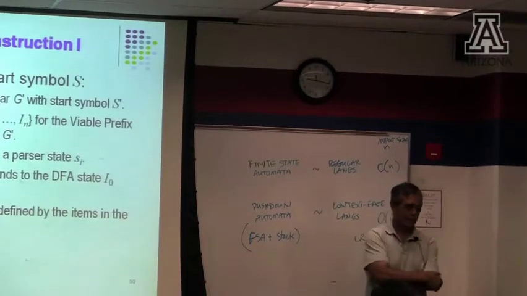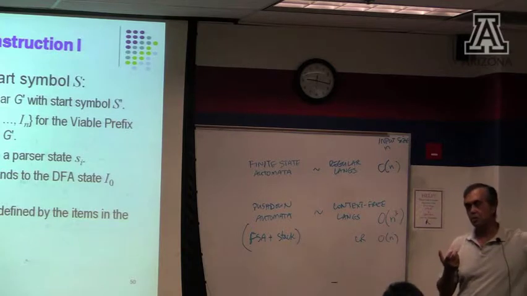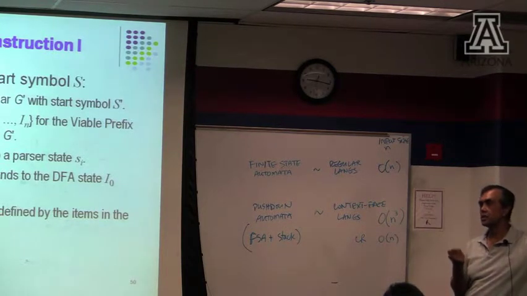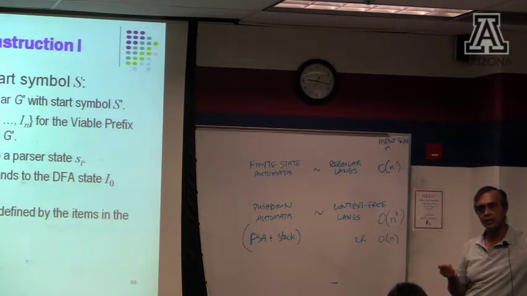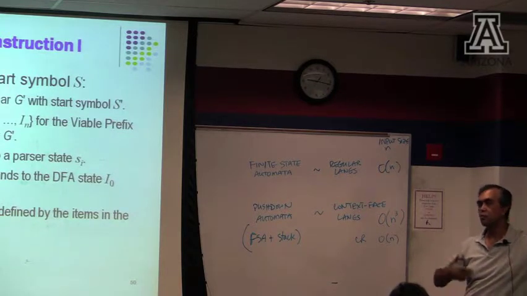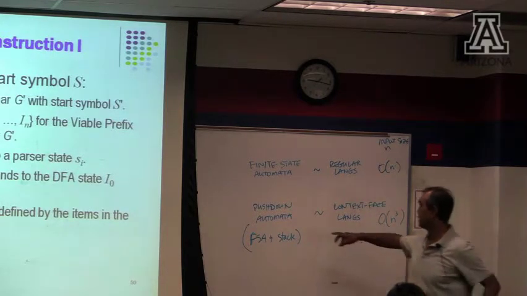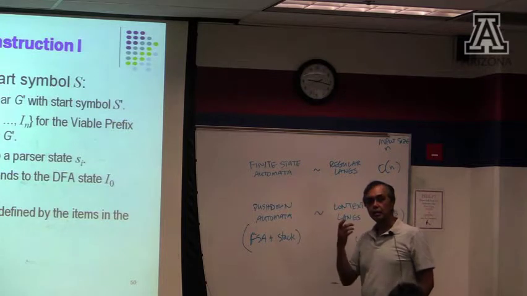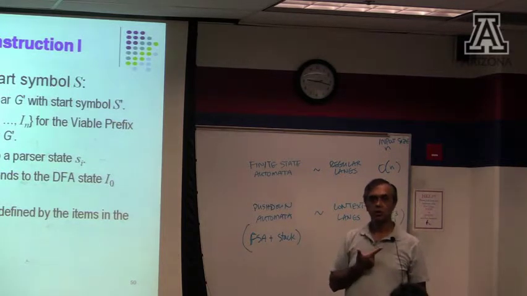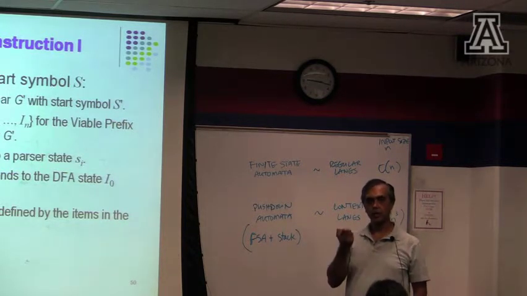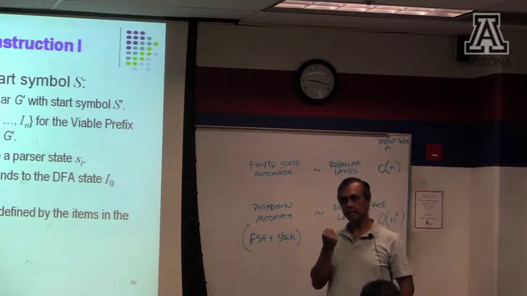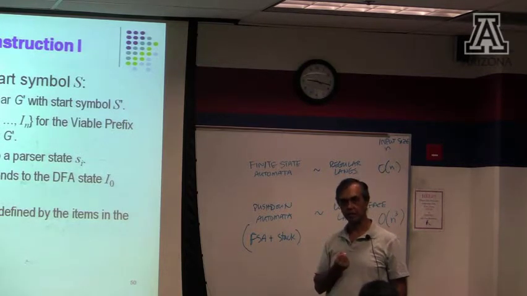You begin with the initial state, which is S prime goes to dot S, compute the closure, and then you compute all the possible transitions that you could have using closure and goto, okay? That gives you a set of states in the parser. So each state is a set of LR(0) items, okay?